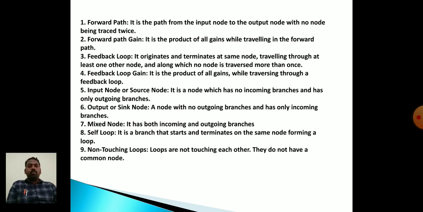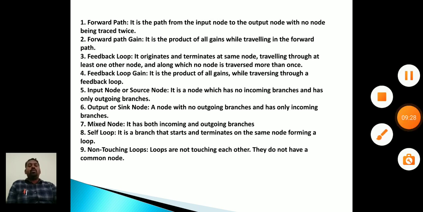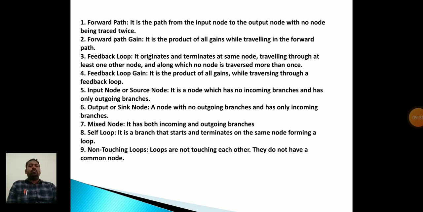What is a self loop? It is a branch that starts and terminates on the same node, forming a loop. What are non-touching loops? The loops are said to be independent, meaning there is no node common between them. No node should be common between them.